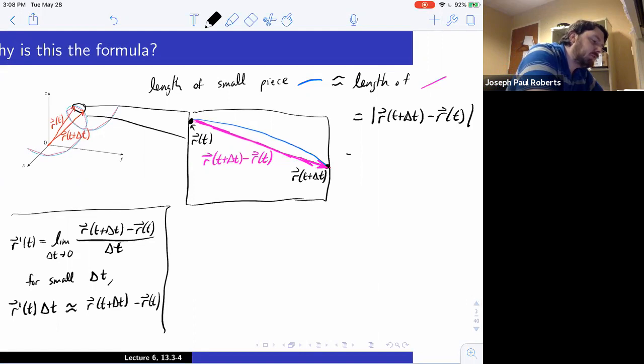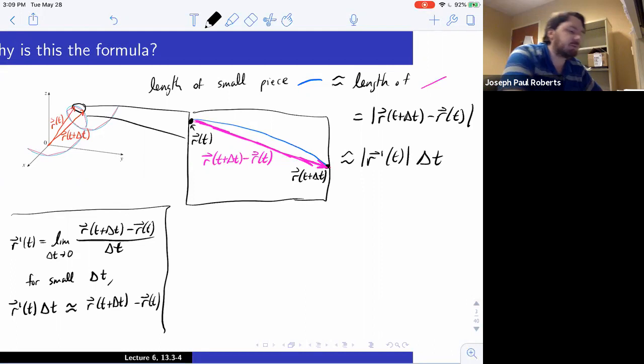So if you substitute that in here, that'll be approximately equal to the length of r prime of t, and then assume delta t is some small positive number, so I can pull that constant factor out there. So when you zoom in really close on a little small piece, the length of that blue piece is approximately length of r prime times delta t.